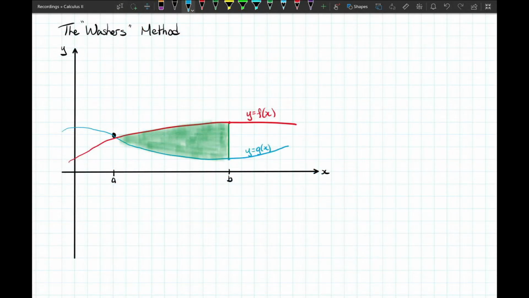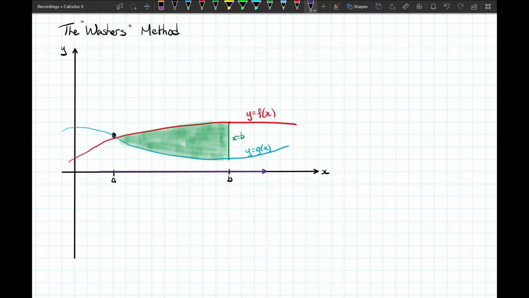In the washer's method, we're looking at a region bounded by two functions over an interval. So here I've got an interval, let's say from a to b, and x equals a actually gives us an intersection point, but let's say just this line here is the vertical line x equals b. And we're going to take the region bounded by y equals f of x, y equals g of x, and x equals b, and revolve that. Let's start with around the x-axis.